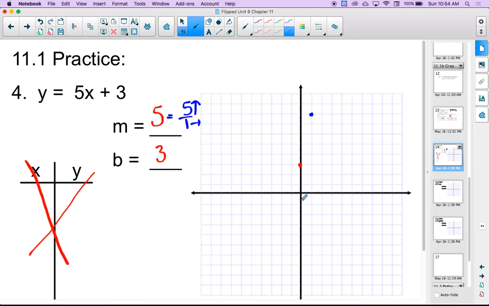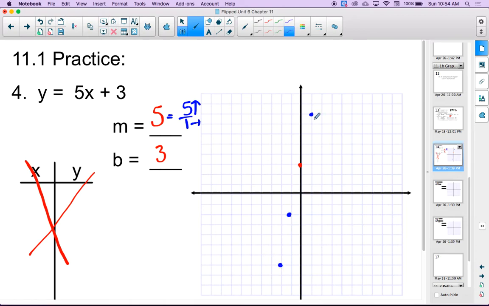1, 2, 3, 4, 5. And we're going to go back 1. There's our point. We can do that same pattern again. Down 5. 1, 2, 3, 4, 5. And back 1. Now we have a couple points for us to connect.